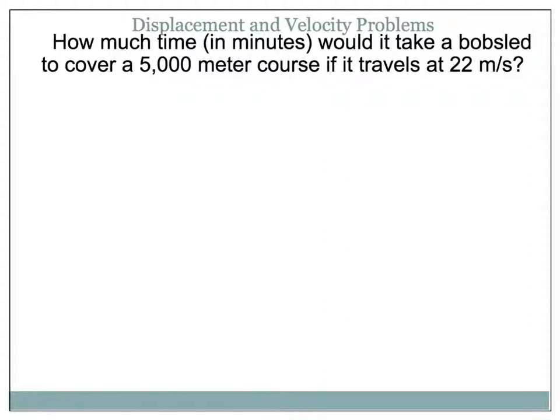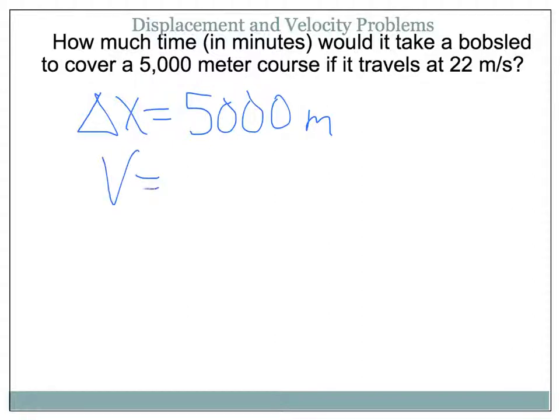All right. Next one. How much time in minutes would it take a bobsled to cover a 5,000 meter course? So it looks like our delta x is 5,000 meters. It's very good practice to write all your given values down when you're doing a problem. Traveled at 22 meters per second. And we're going to give this a direction since it does say velocity. I'm just going to say it's moving south. And the question wants us to find the time.